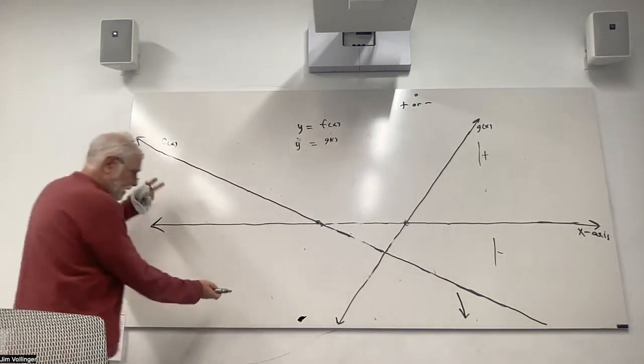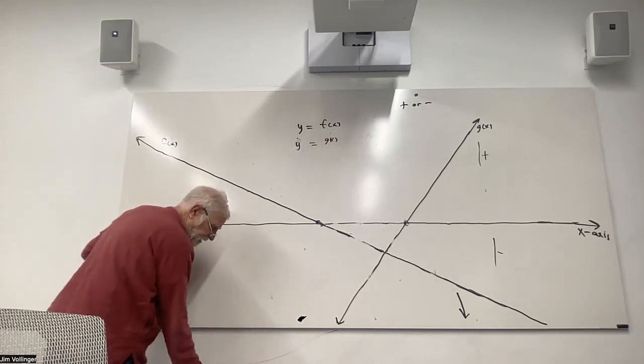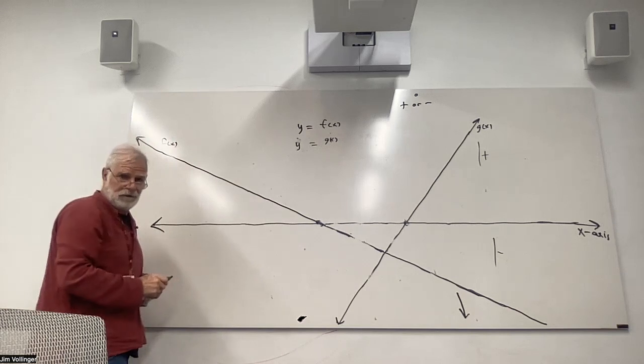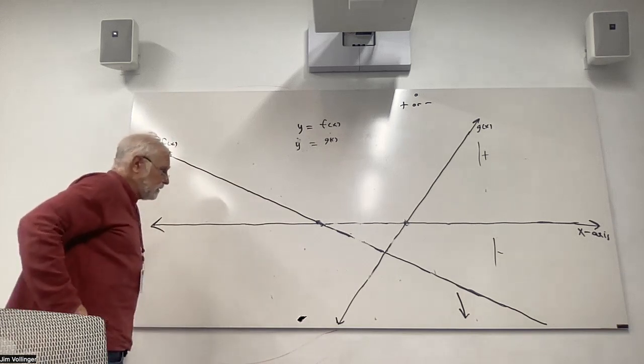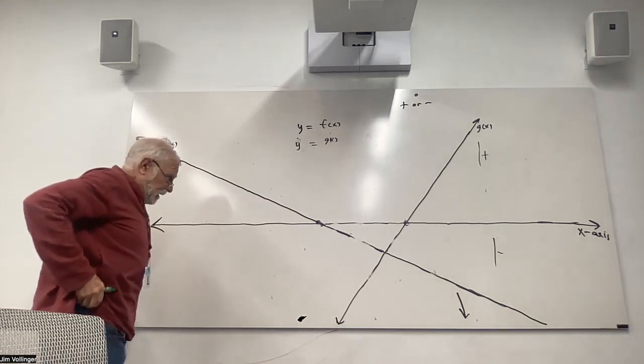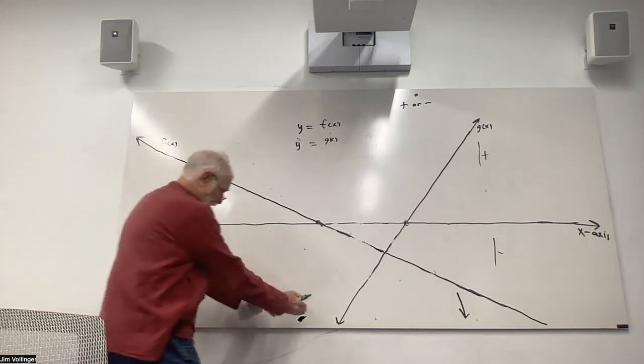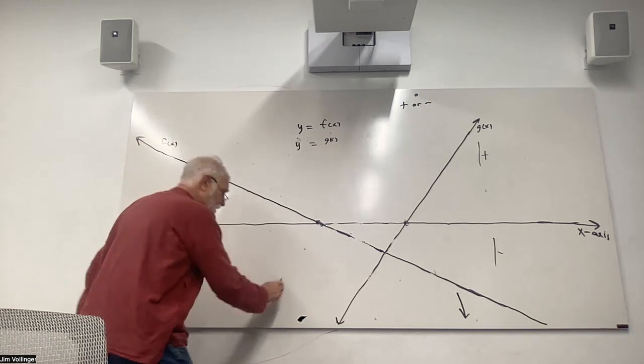And over here, the same thing's happening. I've got a significantly large negative number. This is going to negative infinity. This is going to positive infinity, at different rates, of course. Big negative, big positive, it's going down.